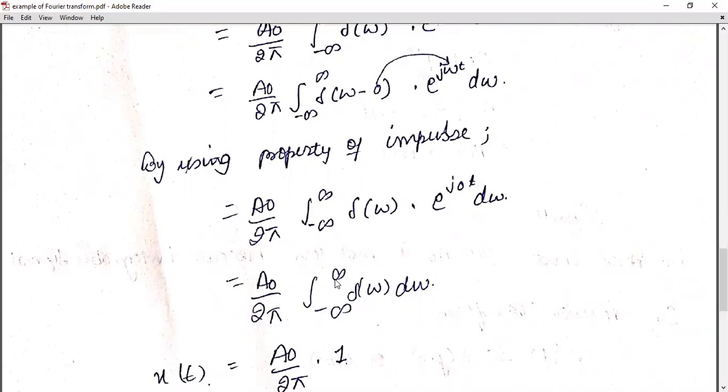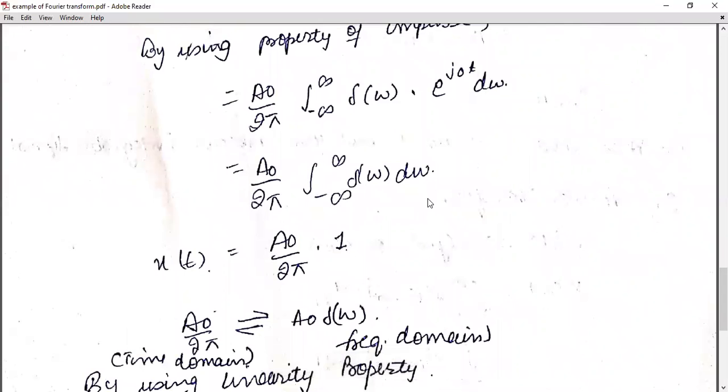So the left out function is a naught by 2 pi, integral from minus infinity to infinity of del of omega d omega. By solving this, we know the integral of del of omega is 1, because by integrating the impulse signal from minus infinity to infinity, the function is resolved only at the point 0. The result will be unity. So the solution we get by integrating this function is 1. So x of t, the inverse transform of the given function, is a naught by 2 pi. So the inverse transform is this.